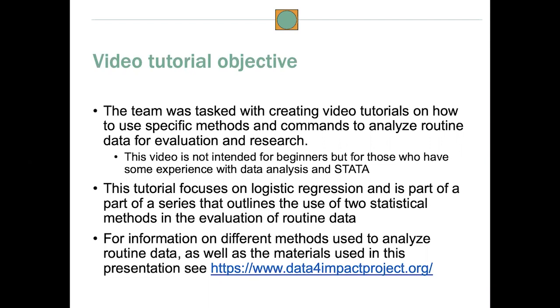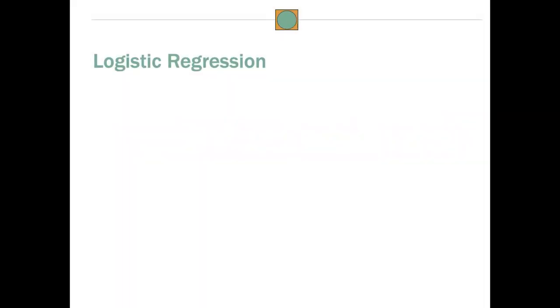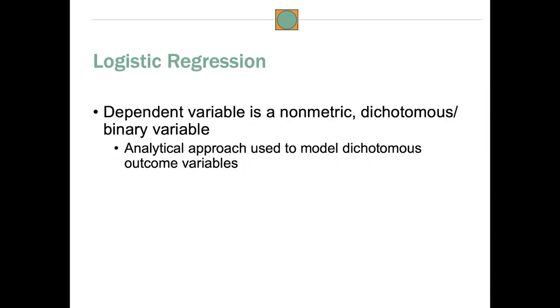Now let's talk about logistic regression. Logistic regression, also referred to as binary logistic regression, is a form of regression in which the dependent variable is a nonmetric, dichotomous, or binary variable. Nonmetric variables are variables with values that serve merely as a label or means of identification. In addition to being nonmetric, the dependent variable has to be binary or dichotomous, which basically means that the variable has two values. Example: yes or no, male or female, true or false.